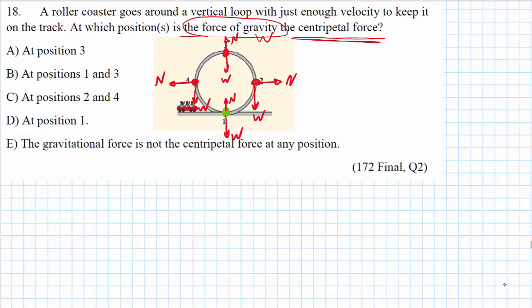So in position 1, it's up. In position 2, it's to the left. In position 3, it's downward. In position 4, it's to the east. So which one matches the weight? In number 3, the centripetal force here is represented by the weight. So I will choose number 3.